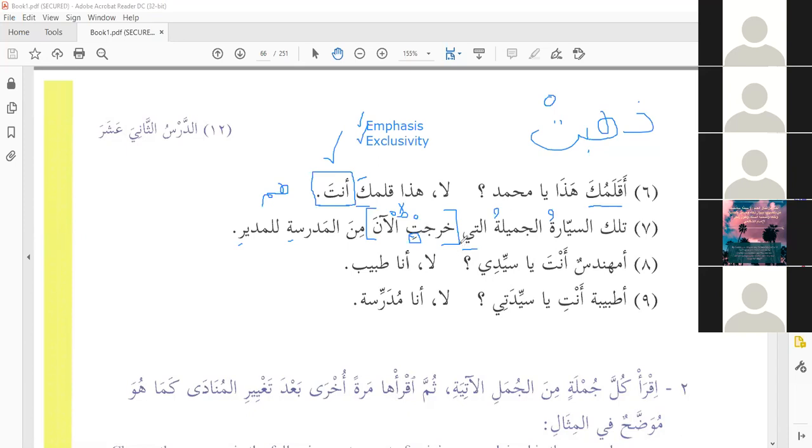Okay, kharajatil. Why did they choose kasra? Why not dhamma? Why not fatha? And that's simply because verbs cannot ever be majroor.